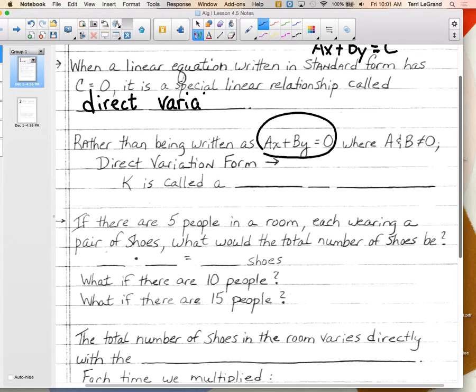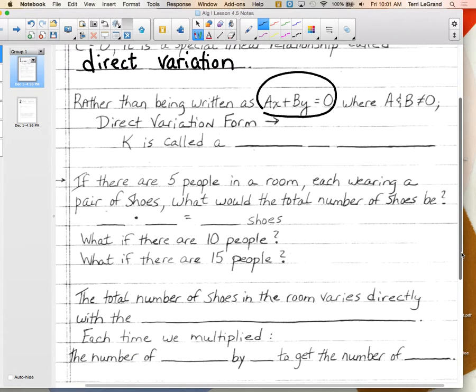So when you have a linear function where you put the x's and y's together on the same side, and the constant it is set equal to is 0, you say it is a direct variation. But rather than leaving it as Ax plus By equals 0, where, by the way, A and B cannot equal 0 or we don't have a direct variation, here's how we're going to write it instead. We're going to write it y equals kx.